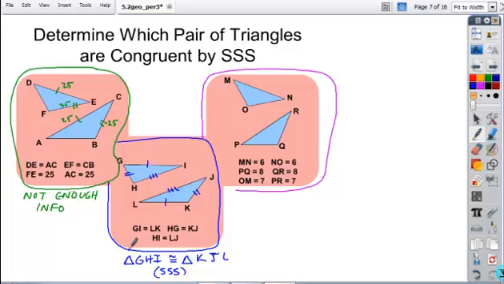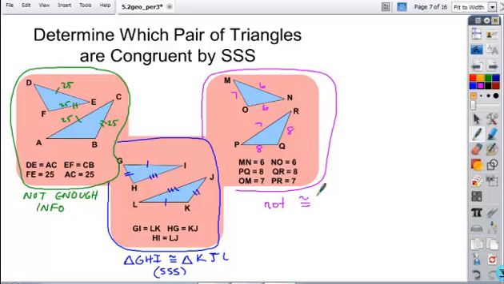All right, looking at the last example, if we mark what we have, MN is 6, PQ is 8, OM is 7, NO is 6, QR is 8, and PR is 7. So are these going to be congruent triangles? There's not enough information, or actually we know for sure that they're not. They're different sides. So this is not congruent.